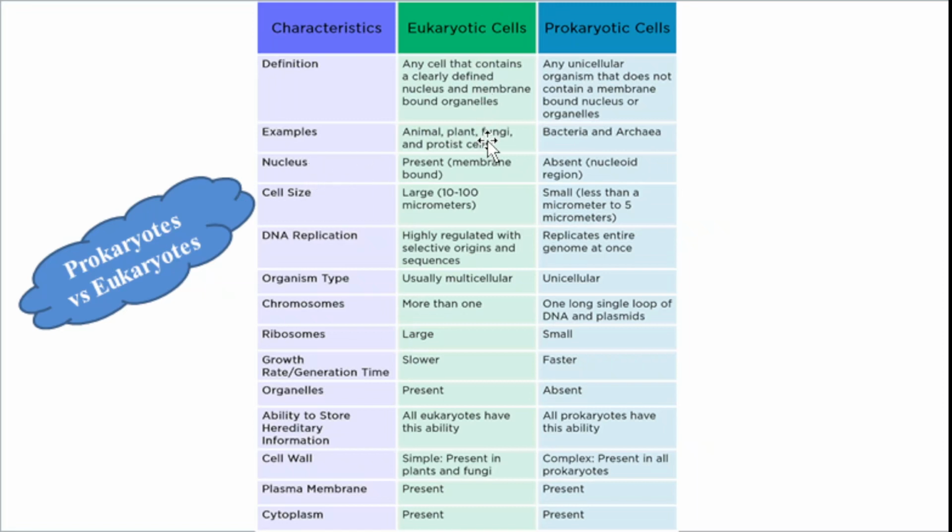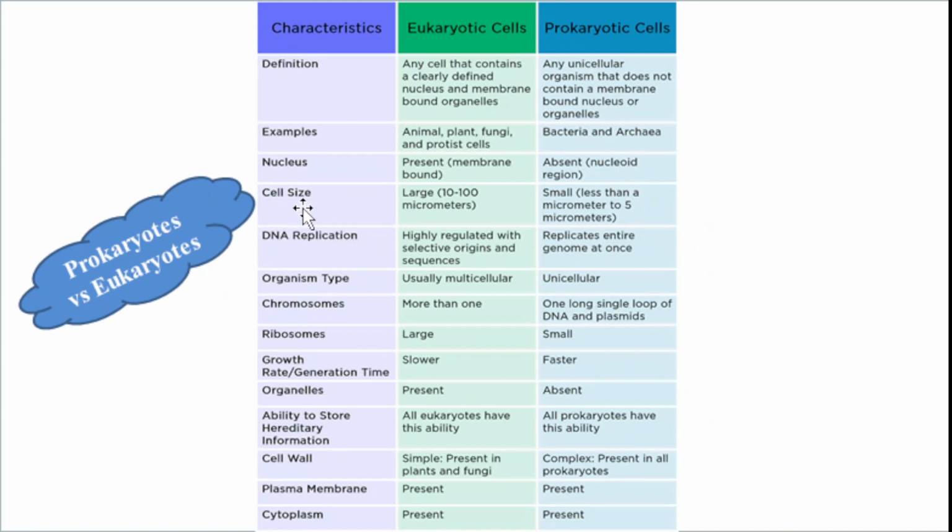The third characteristic is the nucleus. In eukaryotic cells, the nucleus is present, a membrane bound organelle. But in prokaryotes, it is absent; a nucleoid region is present instead. Next is cell size. In eukaryotic cells, the cell size is large, 10 to 100 micrometers. But in prokaryotes, the cell size is small, less than a micrometer to 5 micrometers.